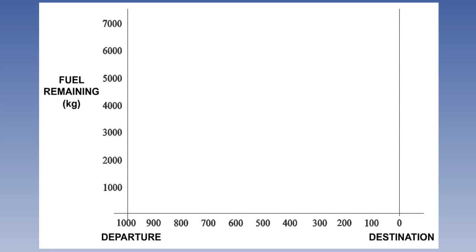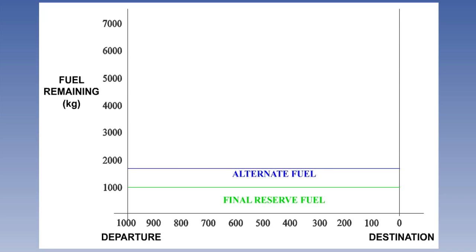The graph is constructed so that the x-axis shows the distance to go in nautical miles and the y-axis is the planned fuel remaining. In the example, the final reserve fuel is 1000 kilograms and the alternate is 700 kilograms. The planned fuel at the destination is therefore 1700 kilograms. The planned trip fuel is 5000 kilograms.